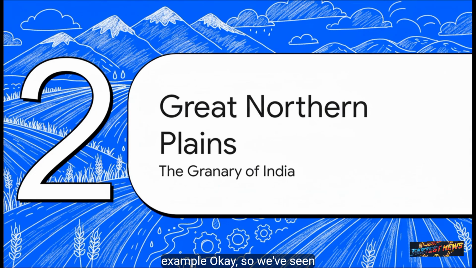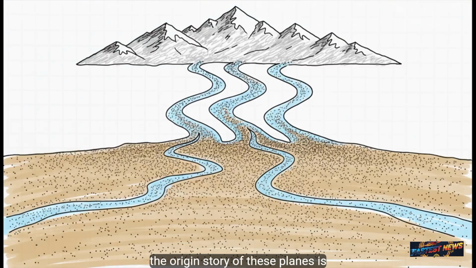Okay, so we've seen the mountain engine. Now, let's see what it actually builds. Right from the foot of the Himalayas, we step into the Great Northern Plains. And believe me, they're called the granary of India for a very good reason. The origin story of these plains is just epic.